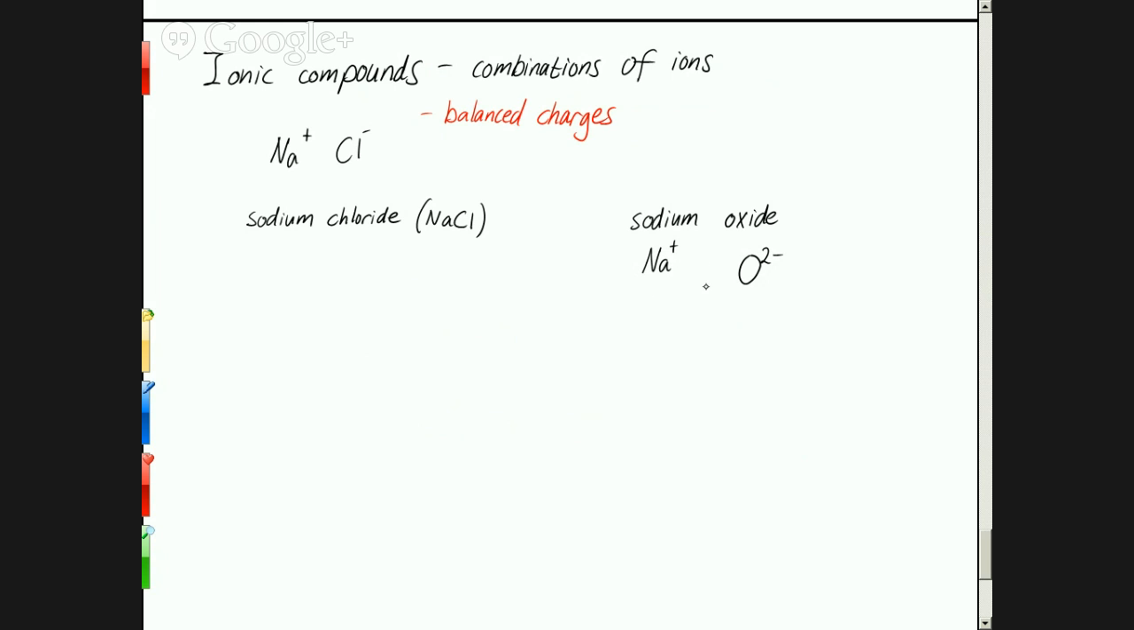Okay. So they're not quite balanced yet, because if you put one of these with one of these, you still have 1 minus left over. So what can you do? We need to double this sodium? Right, so we need 2 sodium atoms, or ions, for every 1 oxygen ion. The way we write that formula then is Na2O. So we put a little subscript 2 below it, saying that we need 2 Nas for every 1 O.